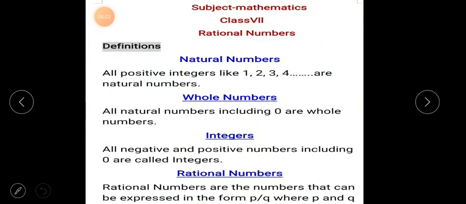Hello students, today we are going to start our next chapter, that is rational numbers. Before starting this chapter, let's discuss some important definitions which we have already learned in your previous classes.